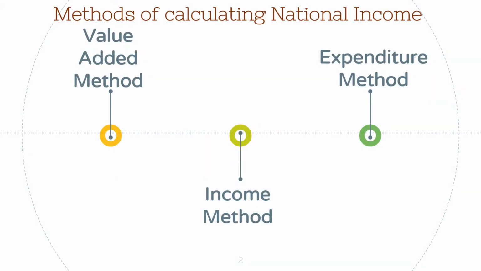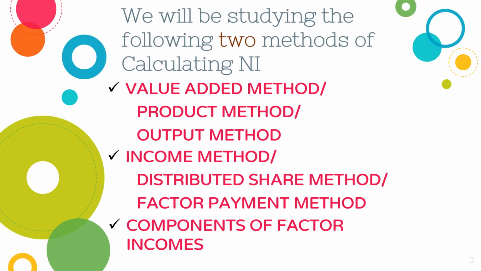Well, there are 3 methods of calculating national income. They are the value added method, the income method, and the expenditure method. We will be studying the following 2 methods of calculating national income in this teaching module. 1. The value added method, also known as product method or output method. And second, the income method, also known as distributed share method and factor payment method. We will also be learning about the components of factor incomes.